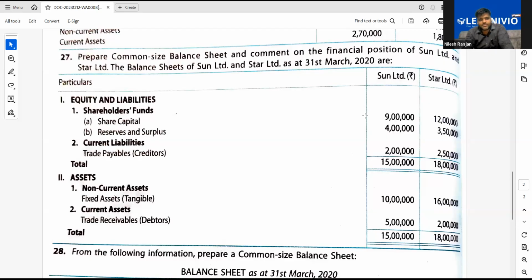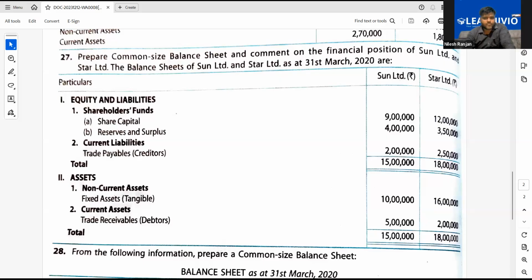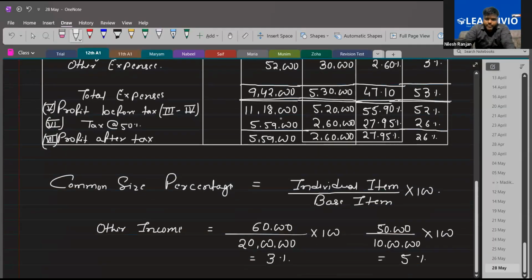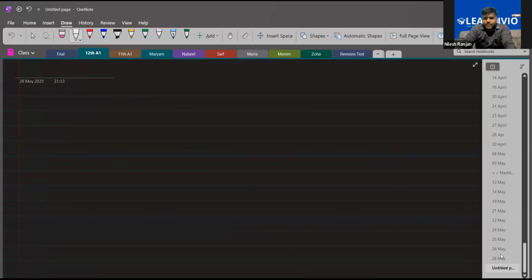Trade payables, I got 13.3, and total is 100%. Okay. After that, non-current assets 66.7, and trade receivables 33.3. Okay, that's good. Everyone, you have solved your solution correctly. That's very good.